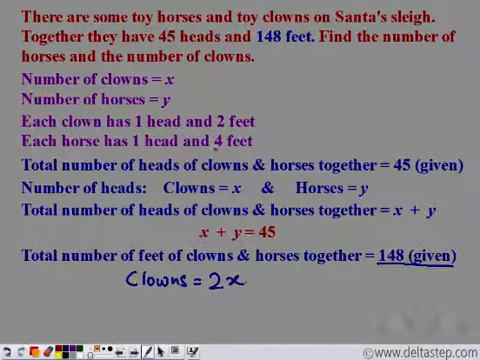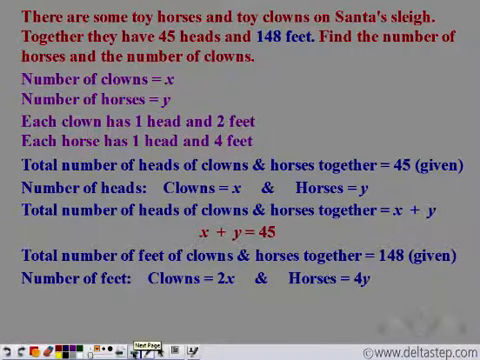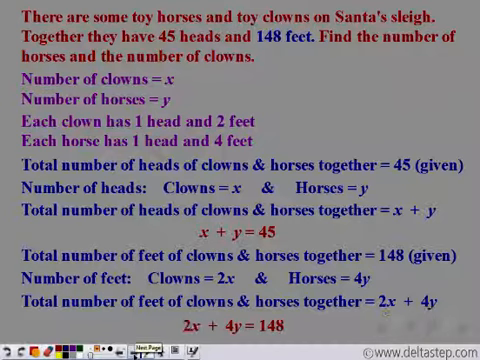Each horse has 4 feet, so y horses will have 4 into y, that is 4y feet. So the number of feet of clowns is 2x and horses is 4y. Together they will have 2x plus 4y feet, and this should be equal to 148. So we should have 2x plus 4y is equal to 148.